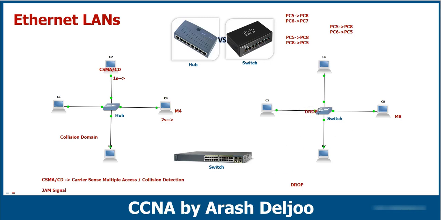Because of that, when you use a switch, you have multiple collision domains. Each collision domain resides in each switch port. For example, this is a collision domain because we don't experience collision between this port and another port, and this is another collision domain, and this is another collision domain, and this is another collision domain. If you have a switch with 4 ports, you have 4 collision domains.